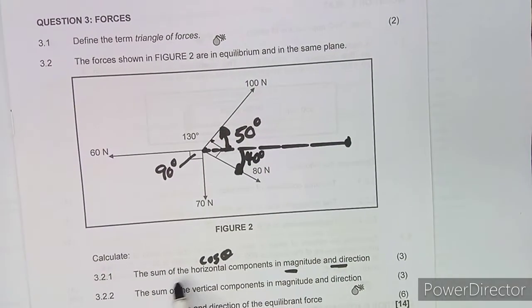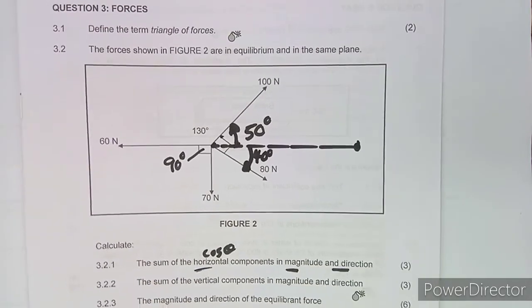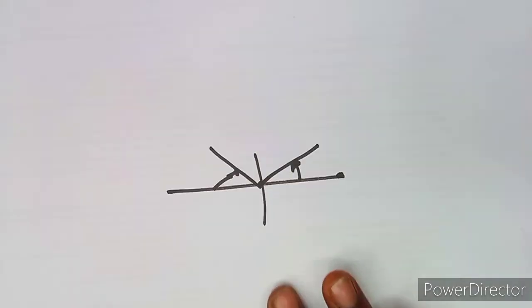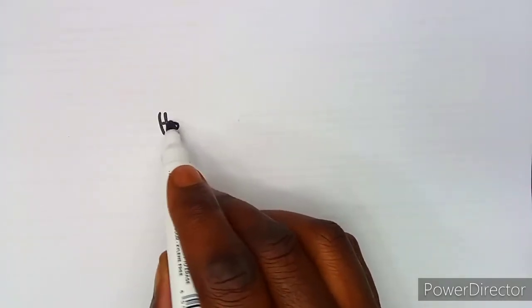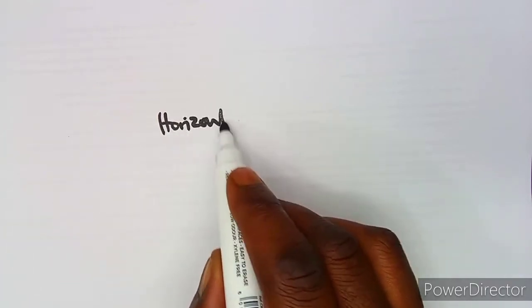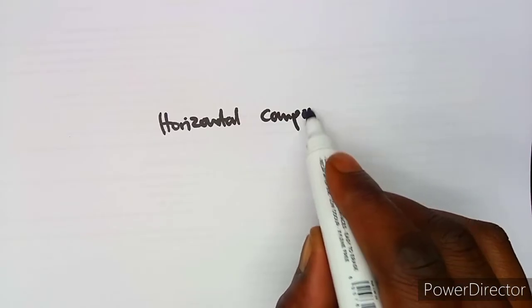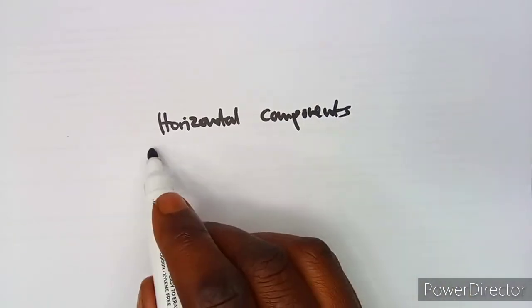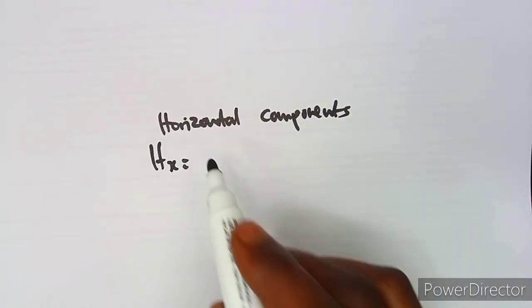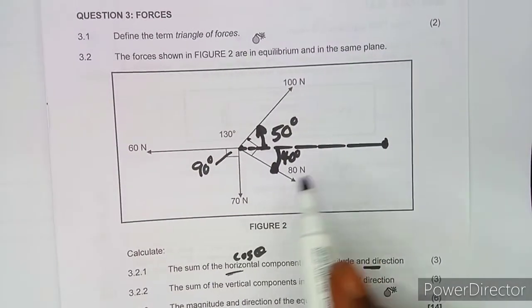Okay, so we can now have our horizontal components. Like I said, the horizontal components are the ones that carry cos. It can be Hx there, so it's always cos.